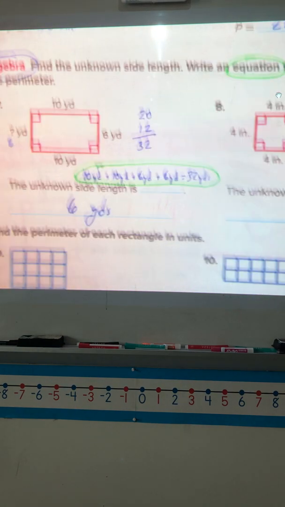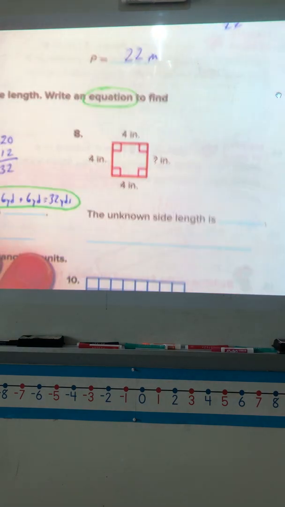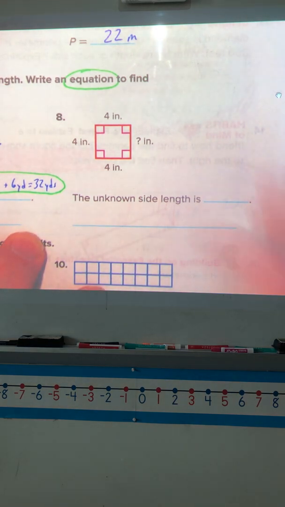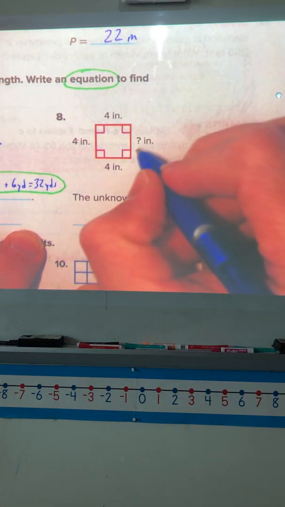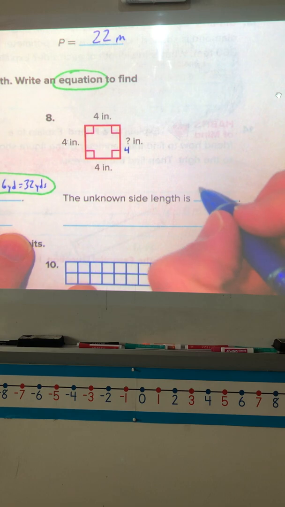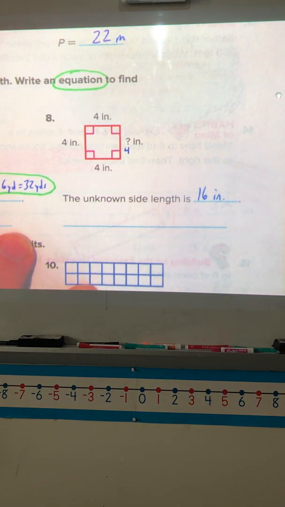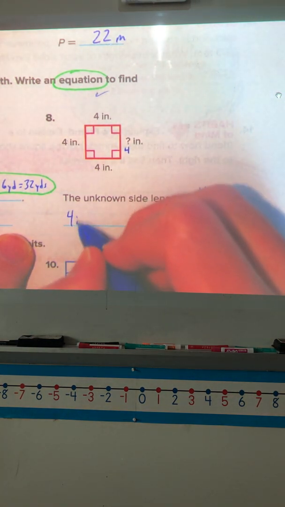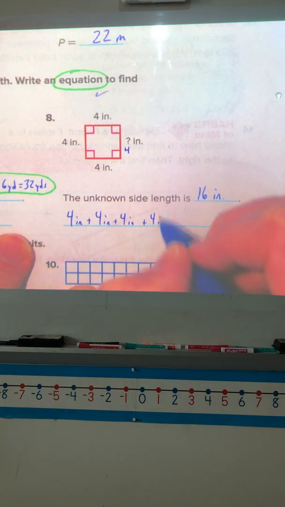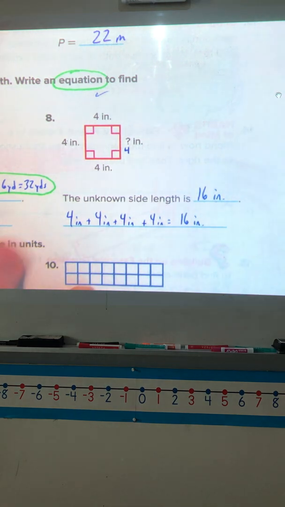Okay, let's try that again on 8. Oh, good. I like the way this looks. Okay, so this is obviously going to be, we have 4, 4, 4. That's going to be 4. The unknown side length is going to be 4 times 4, which is 16 inches. But we still have to have our equation. We still got to have that equation in there. So, 4 inches plus 4 inches plus 4 inches plus 4 inches equals 16 inches. How you feel? Are you good on that?